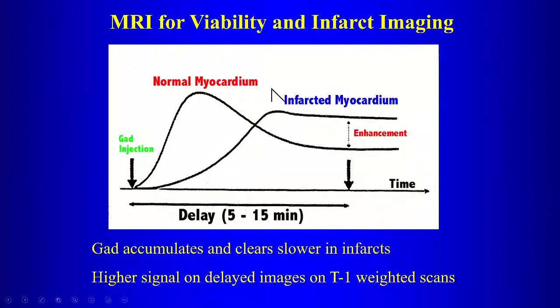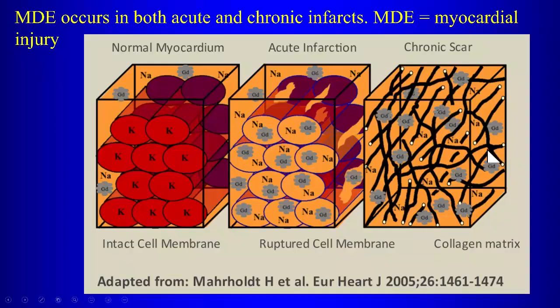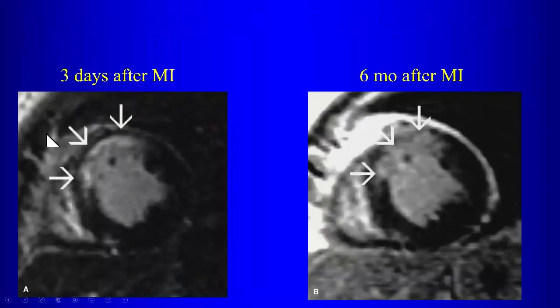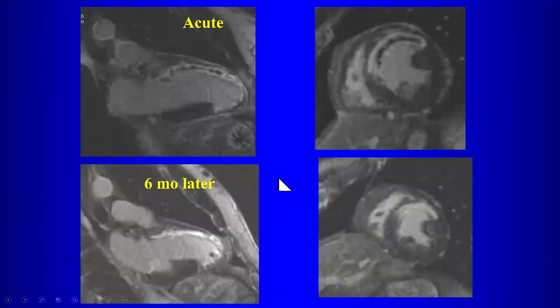So we've talked about MR for viability. Normal myocardium, the gadolinium washes out. If you have infarcted myocardium, the gadolinium stays. That's why on myocardial delayed enhancement imaging, you will see these areas of bright signal. Whether it's an acute infarct or a chronic infarct, both will lead to accumulation of gadolinium. So whether it's acute or chronic, scar tissue does enhance. This is 3 days after an infarct, this is 6 months after an infarct. Both give you delayed enhancement.